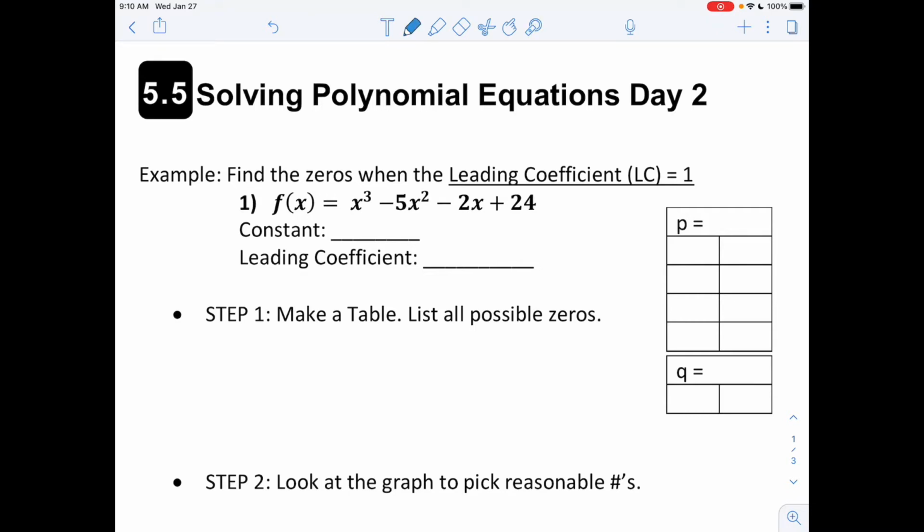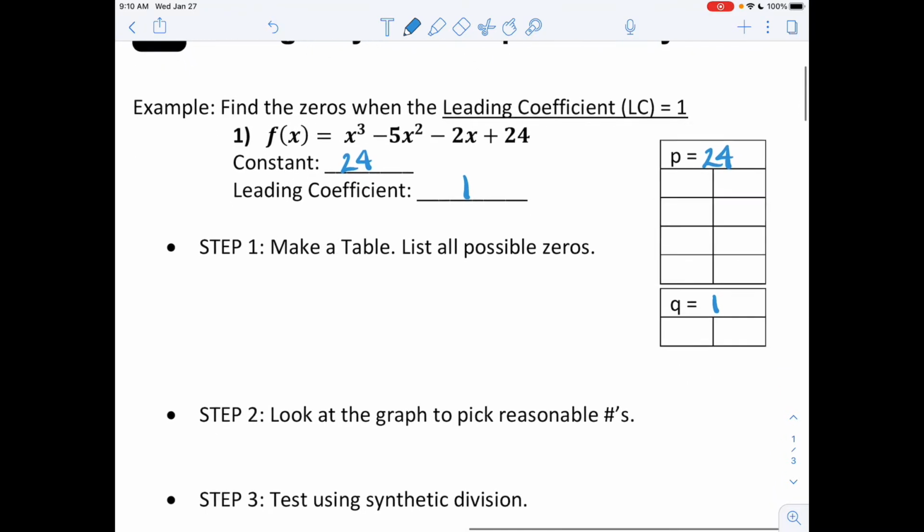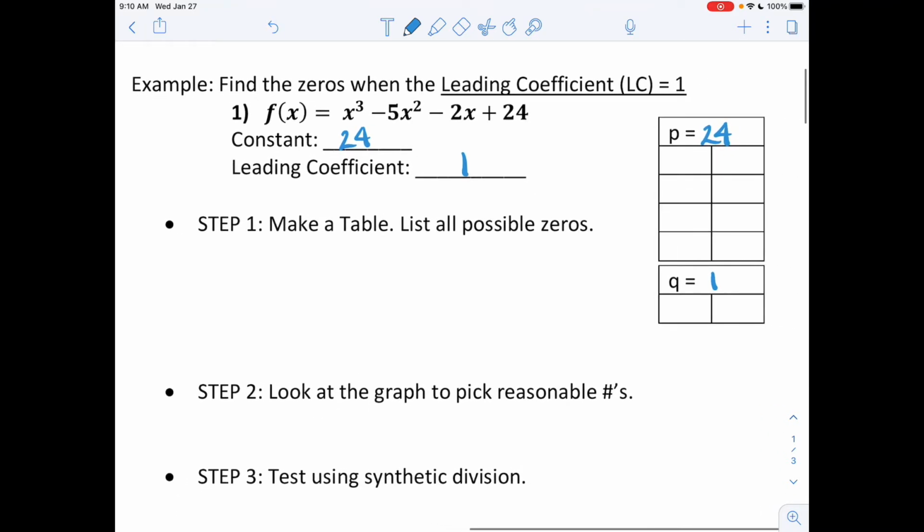So let's go ahead and identify our constant as 24 and our lead coefficient as 1. P is all the factors of our constant. Q are the factors of our leading coefficient, which is just 1. So I can fill this in with a 1 and a 1. Now, if I take the factors of 24, I have 1 and 24, 2 and 12, 3 and 8, and then finally 4 and 6.